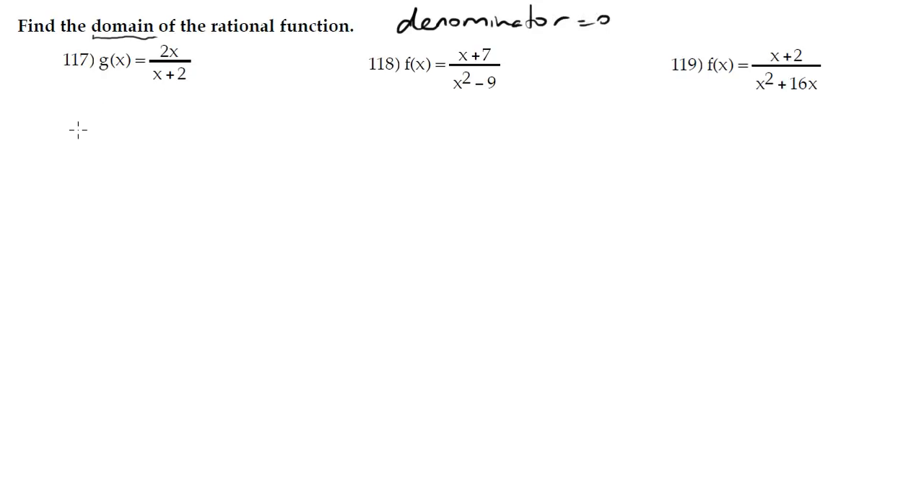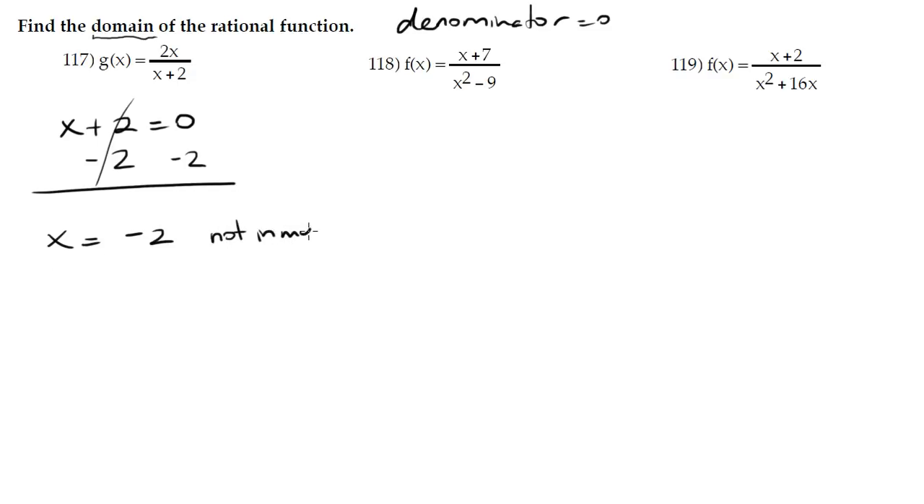So let's look at this first one, 117. My denominator is x plus 2. The value that makes this denominator 0 is negative 2. That means this value is not in my domain. Because x equals negative 2 makes the denominator 0, that makes my fraction undefined, that makes my rational function undefined. So x can never be negative 2.